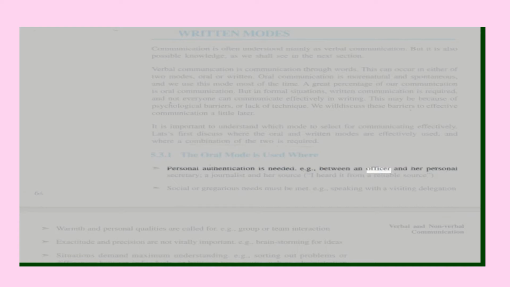Example: between an officer and her personal secretary, a journalist and her source, I heard it from a reliable source. Social or gregarious needs must be met. E.g., speaking with a visiting delegation. Warmth and personal qualities are called for. Example: group or team interaction. Exactitude and precision are not vitally important.